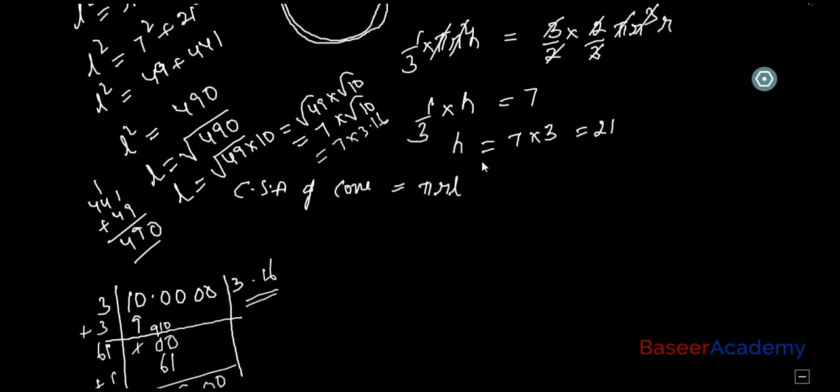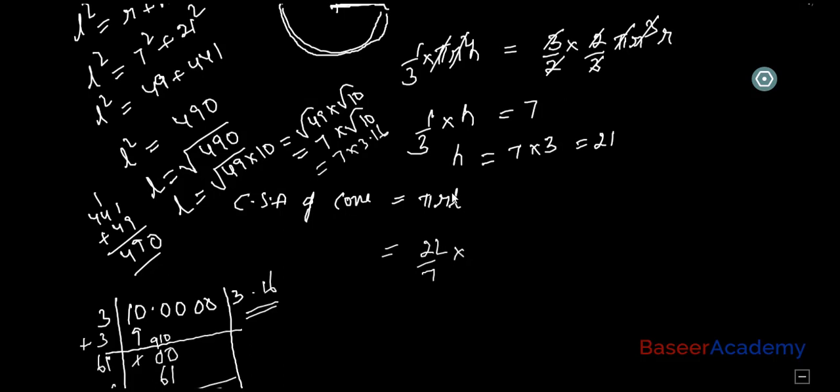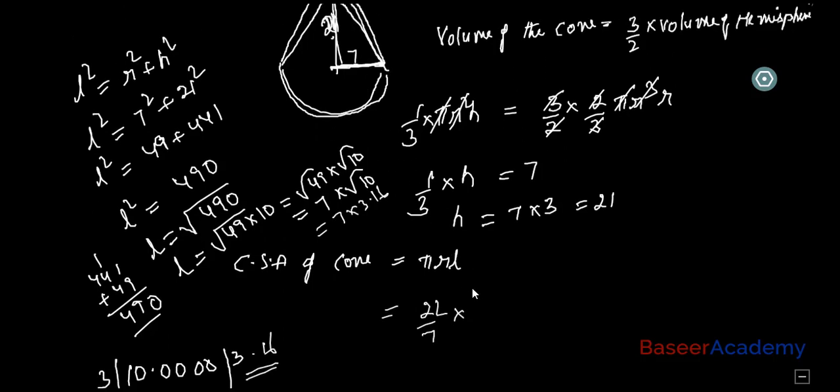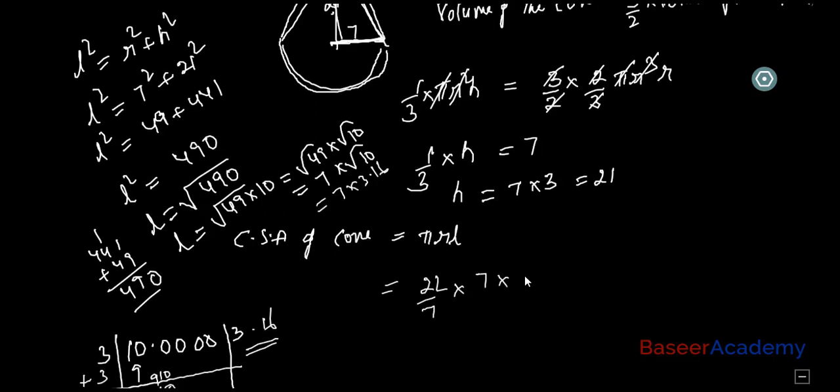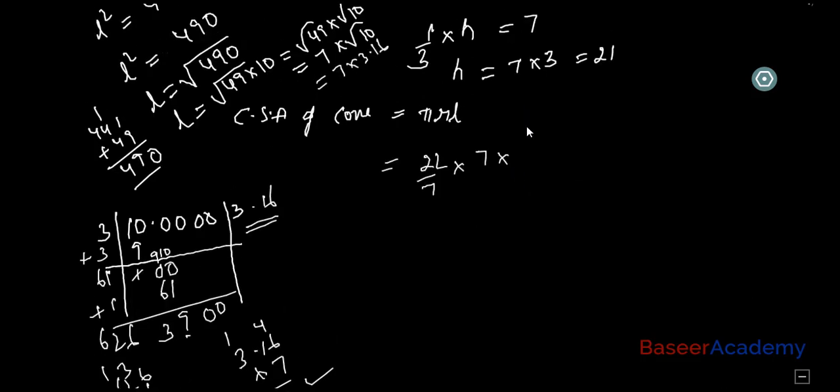22.12. Let me now find out the curved surface area of the cone. Pi value is 22 by 7. The value of R from the cone is 7. And then the value of L is 22.12. 7 and 7 get cancelled.